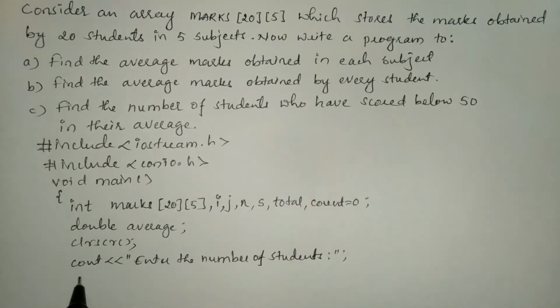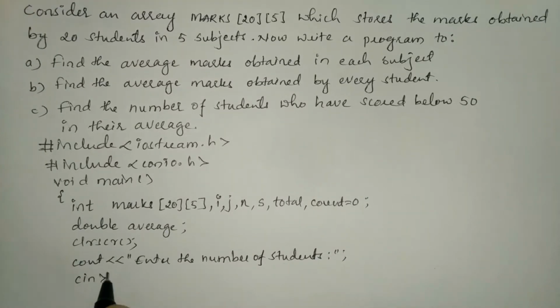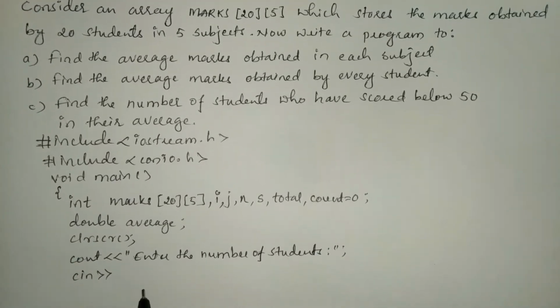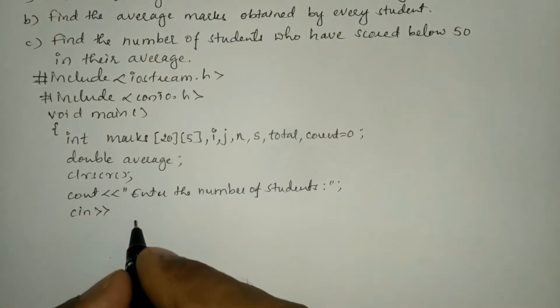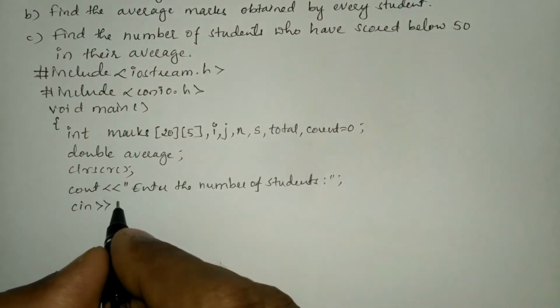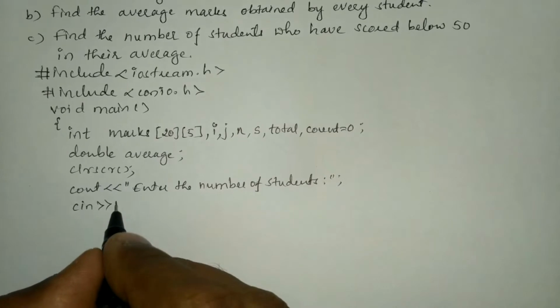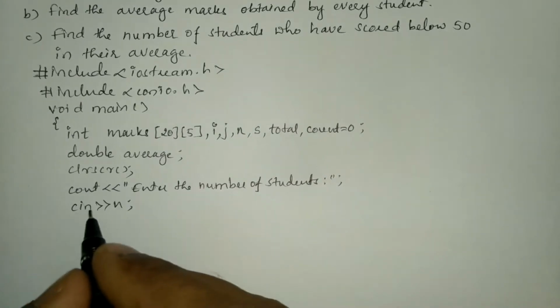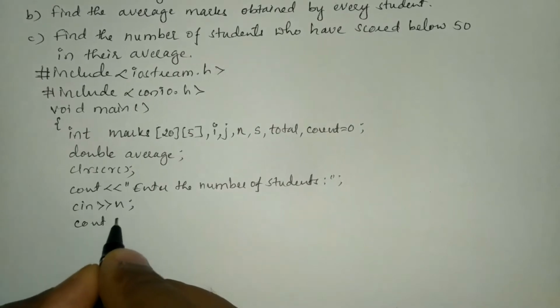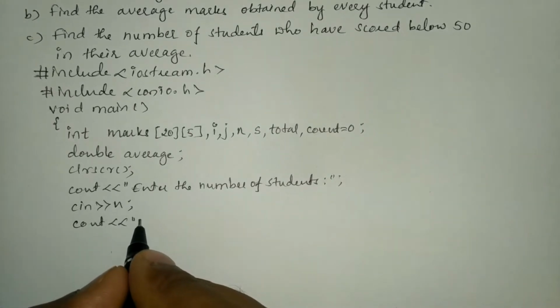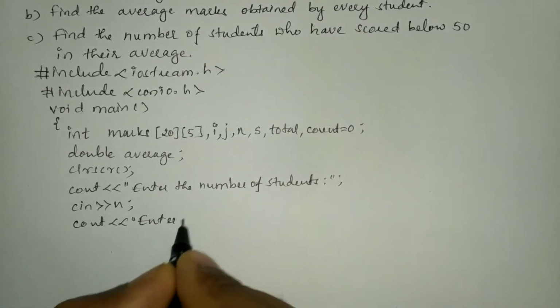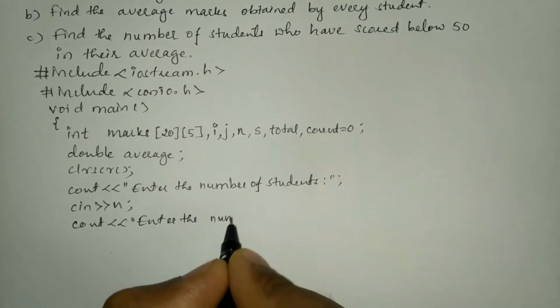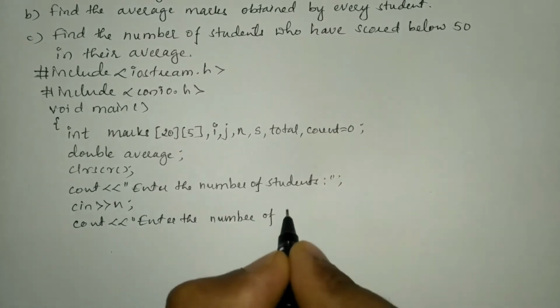end the double quotation mark and put semicolon, and we are going to receive the response from the user through keyboard using cin stream extraction operator, and here I'm going to take n and put semicolon. So after this we will ask the user to enter the number of subjects using cout stream insertion operator in a double quotation mark I'm going to write enter the number of subjects.